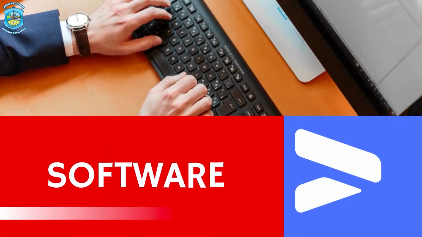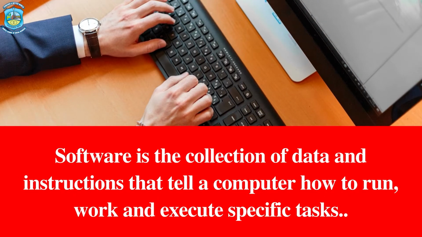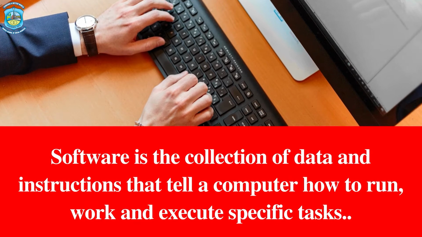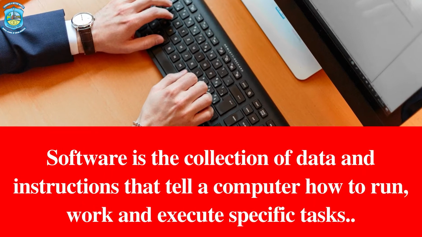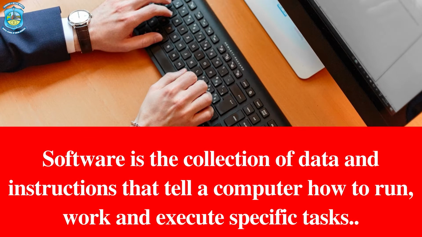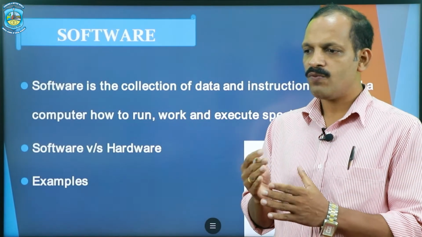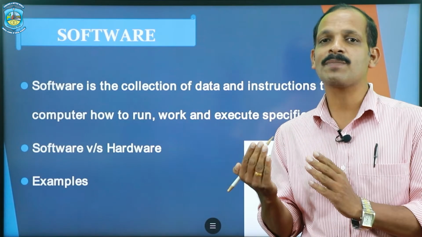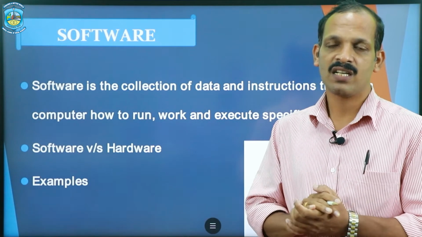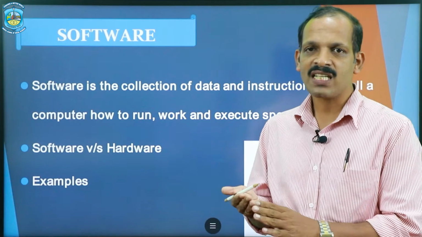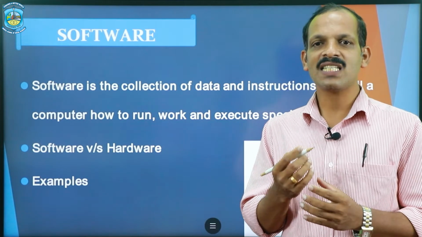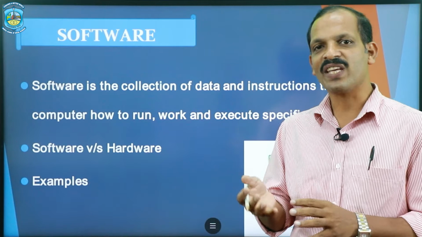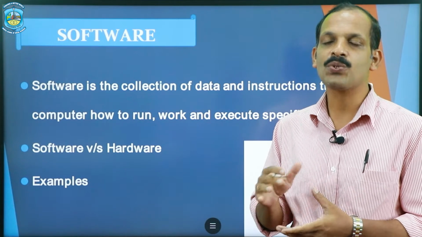Software is the collection of data and a set of instructions to do a set of specific tasks. When we talk about software, we should know about hardware. What is the difference between software and hardware? If software is a set of instructions, hardware is a physical component we can handle, we can touch, we can use.